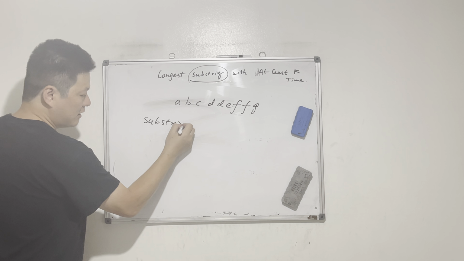As I said, the keys are the characters, and the values are the number of times they appear in the substring. If the minimum of the values is bigger than or equal to k, what does that mean? It means each character appears at least k times.